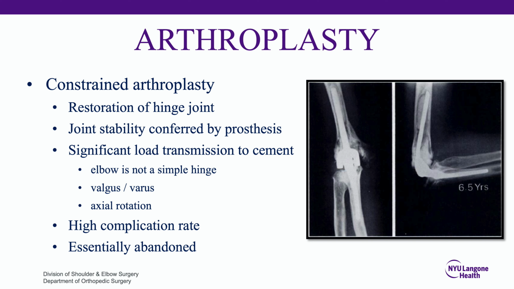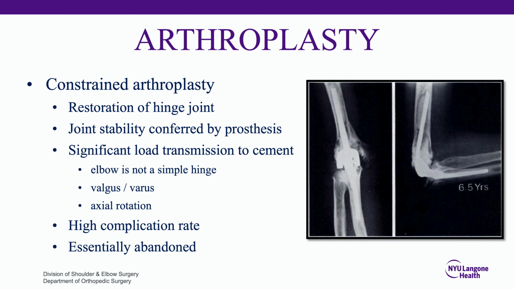Next treatment option, this is mainly for historical purposes only, which is a constrained elbow arthroplasty. So constrained means that you only allow movement in one degree of freedom, which is a hinge. However, as you know, there is a significant amount of valgus varus movement as well as axial rotation around the elbow joint. That is not accounted for on this prosthesis. Because of that, there's a significant load transmitted to the cement bone interface and a significant amount of loosening has been observed. Because of that, this is essentially abandoned and it's not really used anymore.